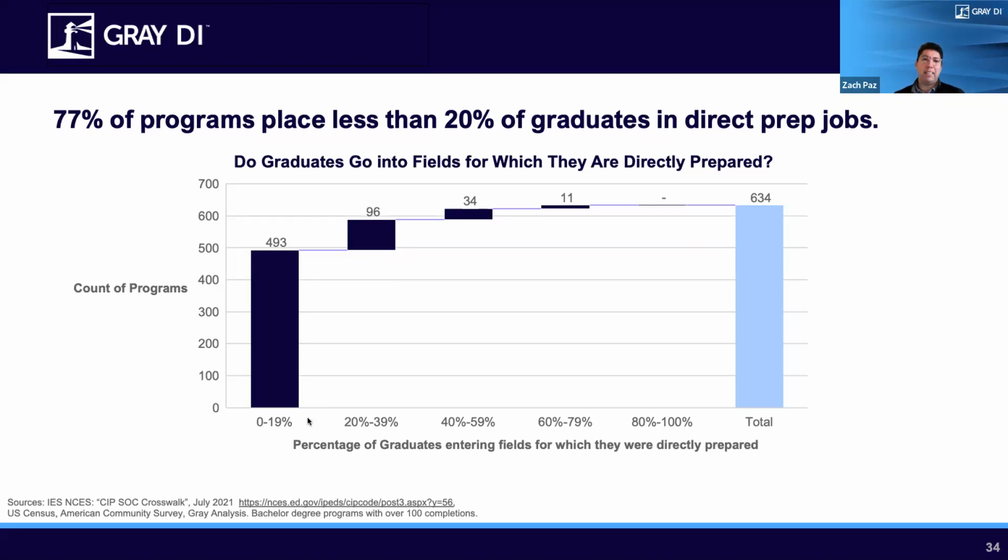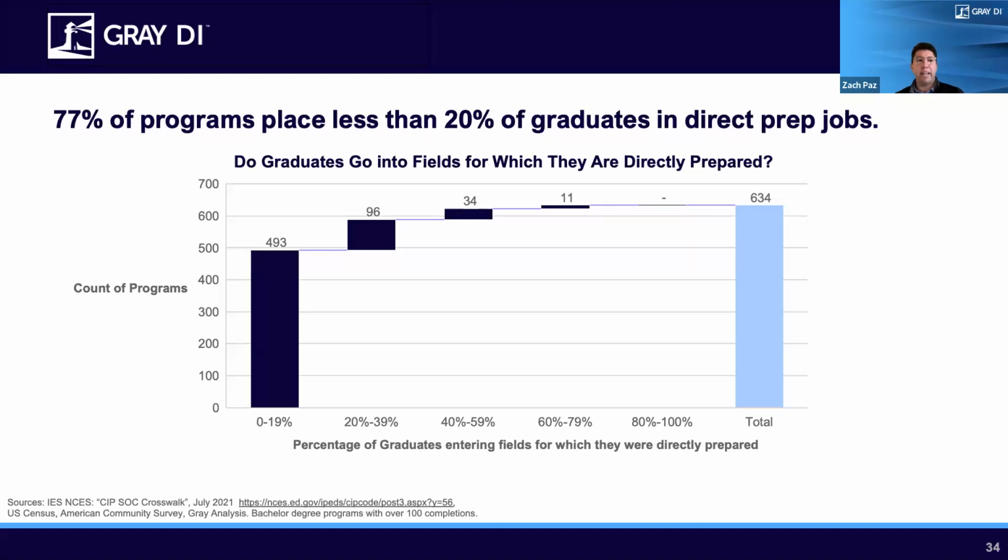But what we know is that not all students are going to do what they're being prepared to do. And so what we found is actually 77% of programs place less than 20% of their graduates in direct prep jobs. So that means 77% of programs had 80% of their students go into fields that weren't directly linked based on the NCES crosswalk. So if you're looking at employment data and you're looking at just the occupations that the government says, you might be missing 80% of the opportunity for your graduates.